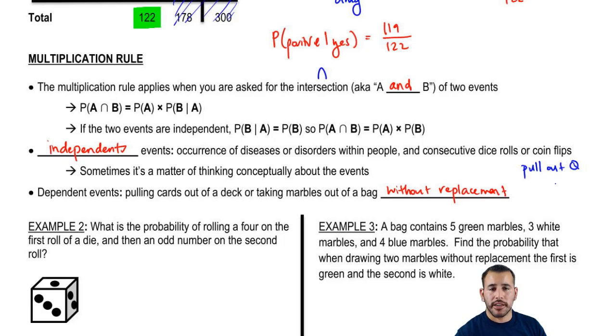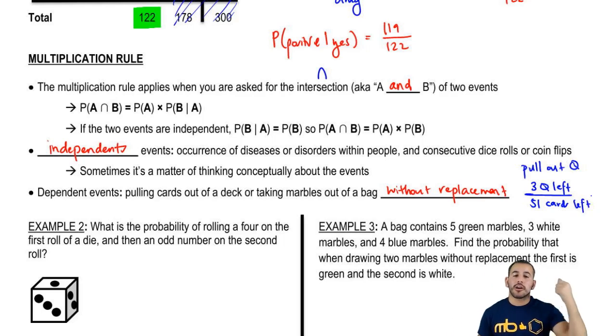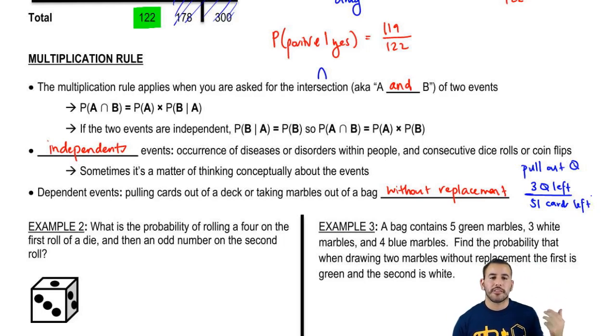So there's 4 suits, right? So we would have basically 3 queens left. And then how many total cards do we have now? If I pulled one out without replacing it back in, I technically have 51, right? So me pulling out one card and not replacing it does affect the probability of the next one happening, because I basically changed up numbers now. I changed up what was my total number of cards, and I also changed up how many queens are in the deck.